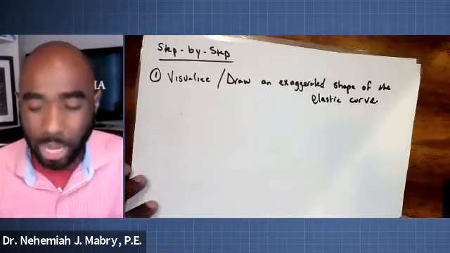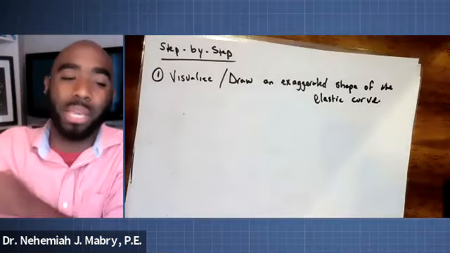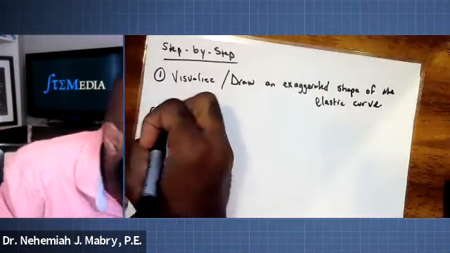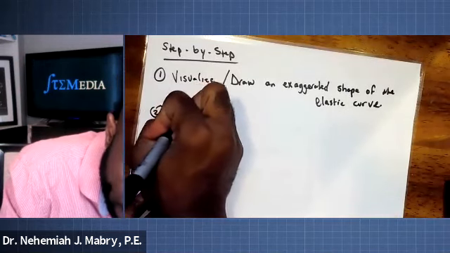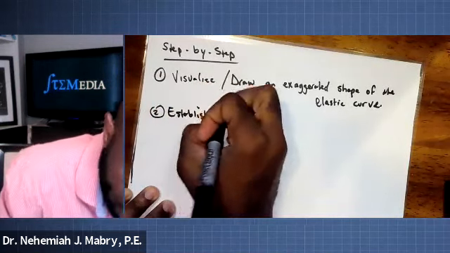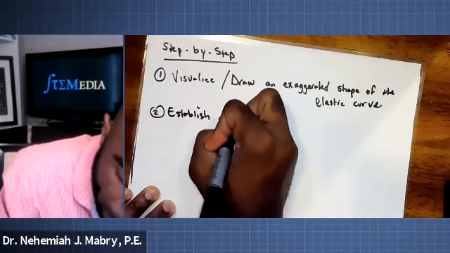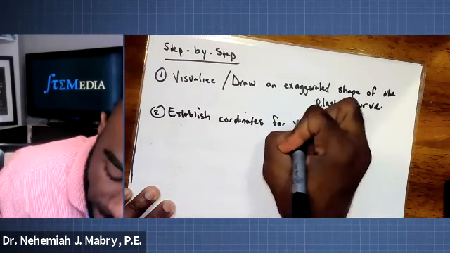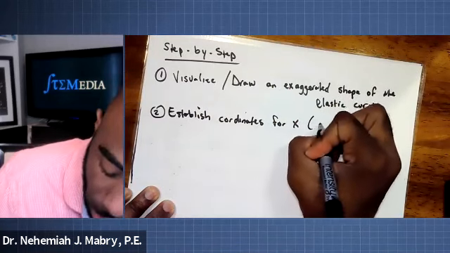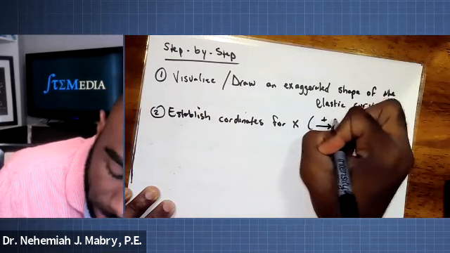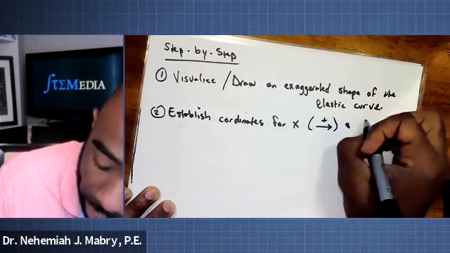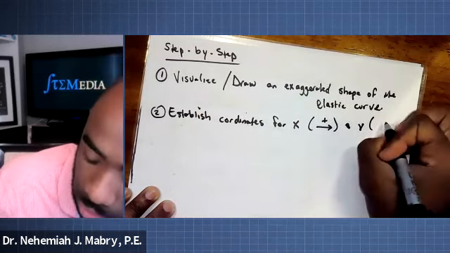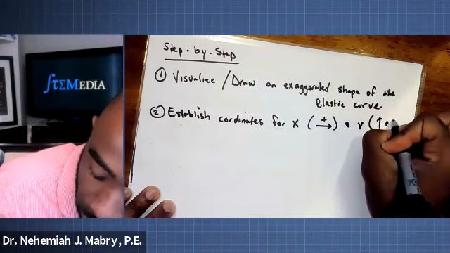So that's the first thing you want to be able to do. You want to be able to visualize how this thing is even bending to begin with as a result of this load. Next, what you need to be able to do is establish the coordinates for x, such as positive going this way, and the coordinates for v, little v, the deflection, such as positive going up.